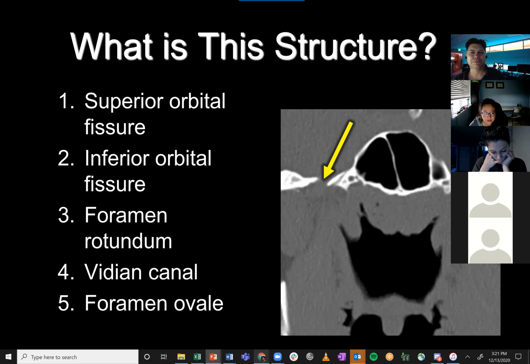Okay, so we have a coronal bone window CT at the level of the sphenoid sinuses. And is that the foramen ovale? Are you asking me? I'm the one asking the questions here. I'm going to guess foramen ovale. That is foramen ovale. That's right. Okay. What goes through there? That would be V3. V3, that's right.